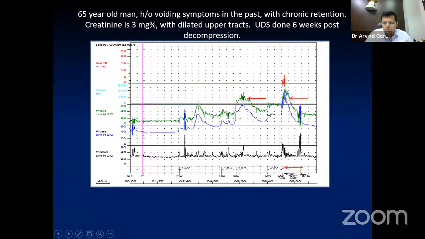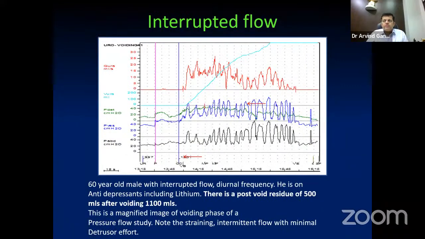So this is an interpretation wherein we might interpret that the patient is using his abdominal muscle along with his detrusor muscle to pass urine. So definitely there is some amount of outlet obstruction wherein he has started going into that phase of decompensation.